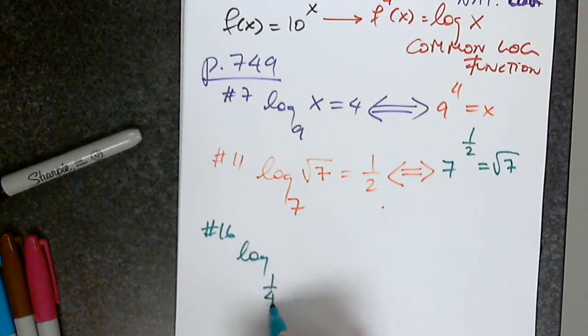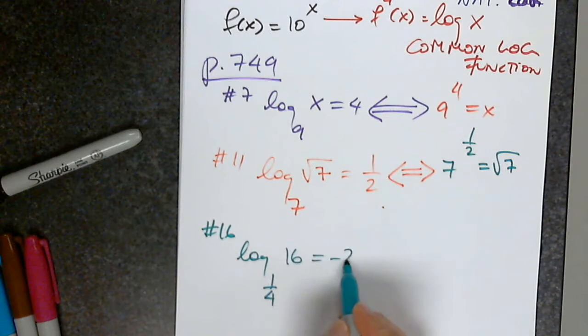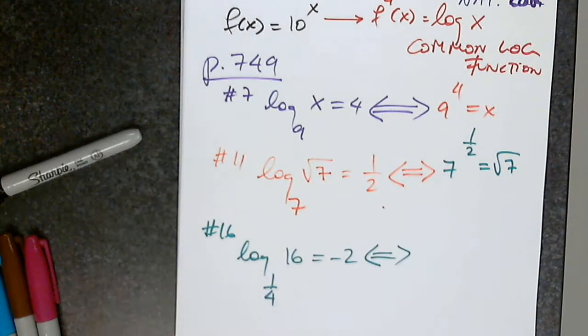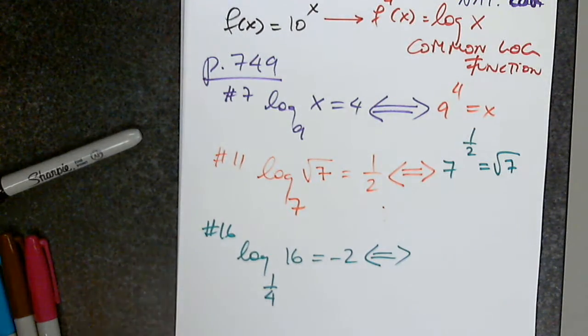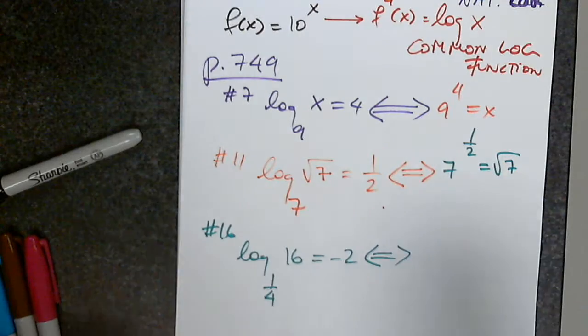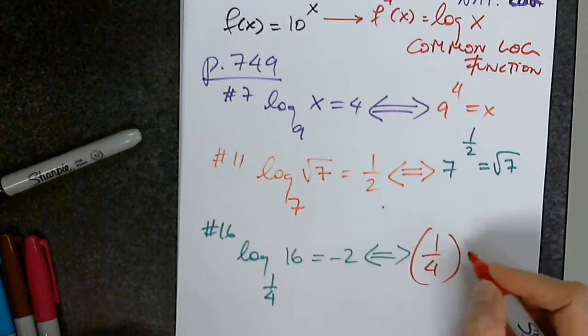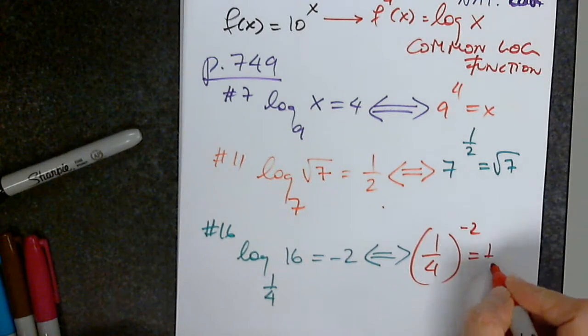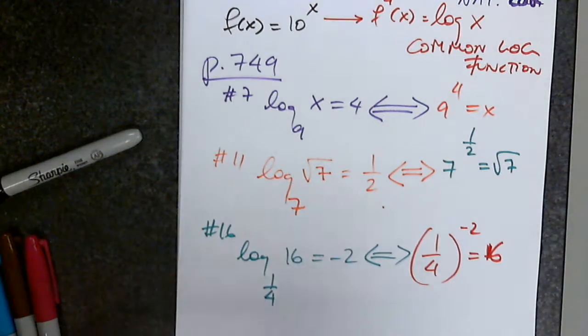Let's say 16. Log base 1/4 of 16 equals -2. We want to change this into an exponential. Very good.